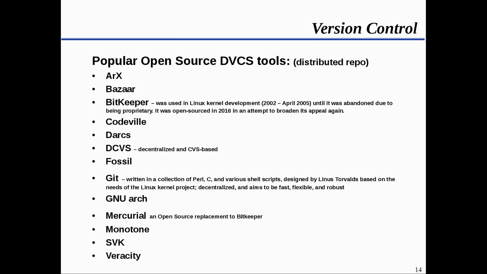And then we have some popular open source DVCS tools, and these are distributed repos. So we have Git and Mercurial being the most popular, and then a whole lot of other ones.